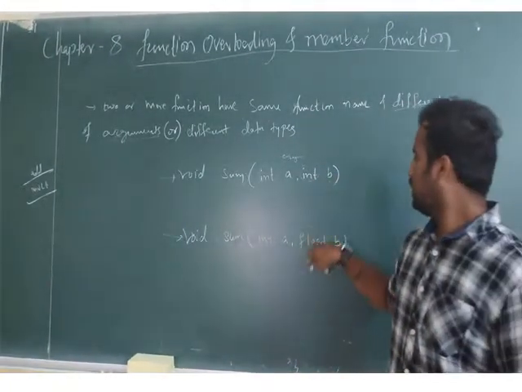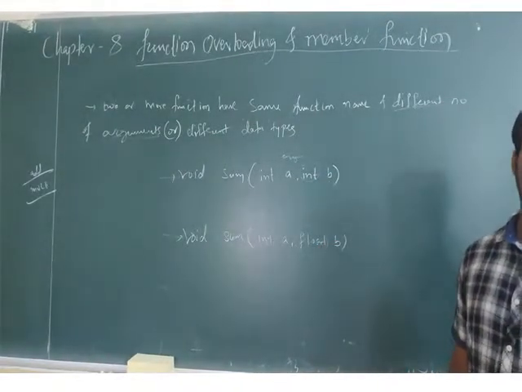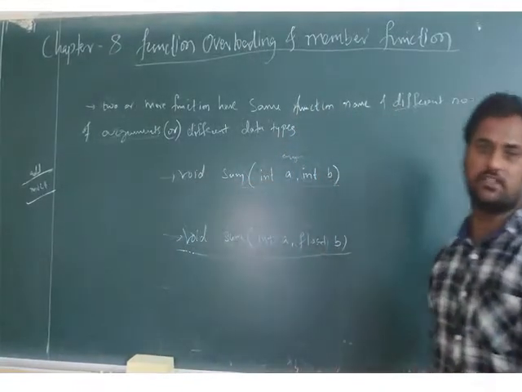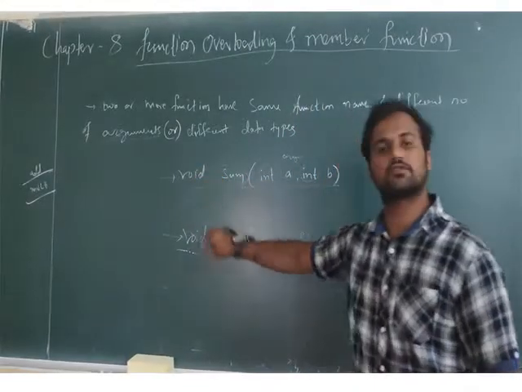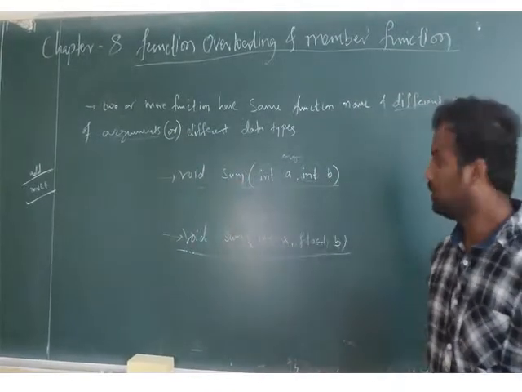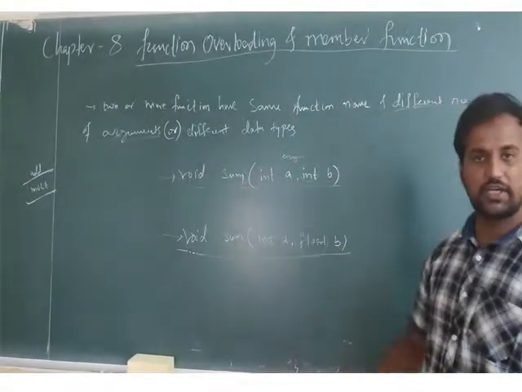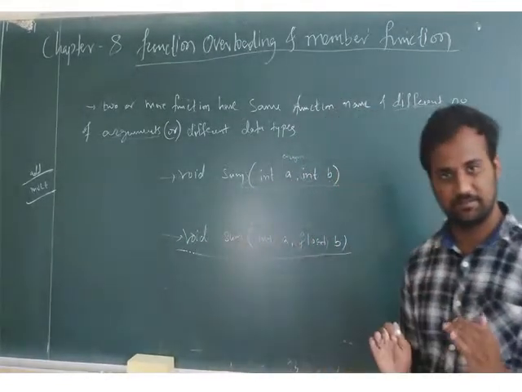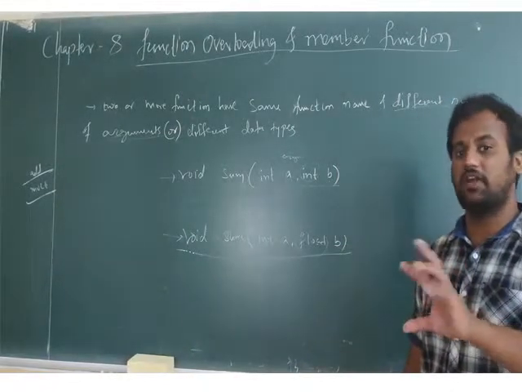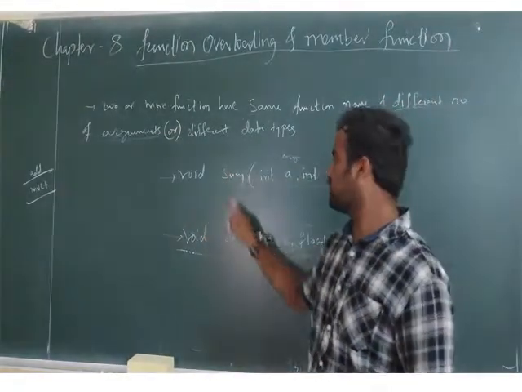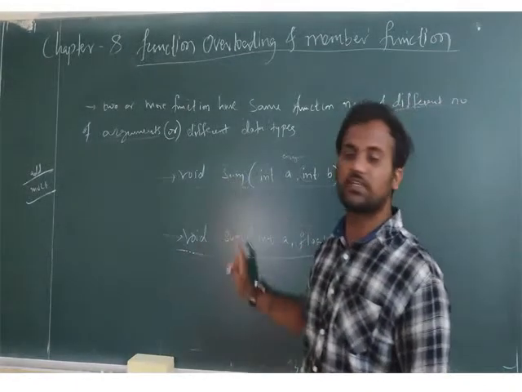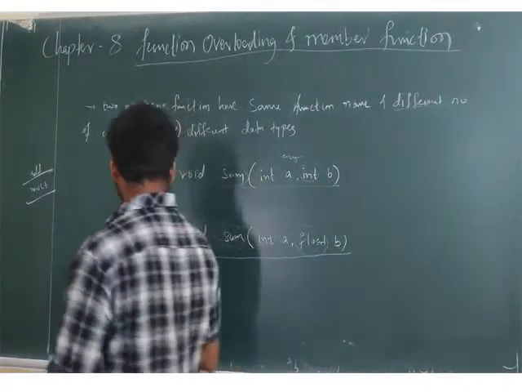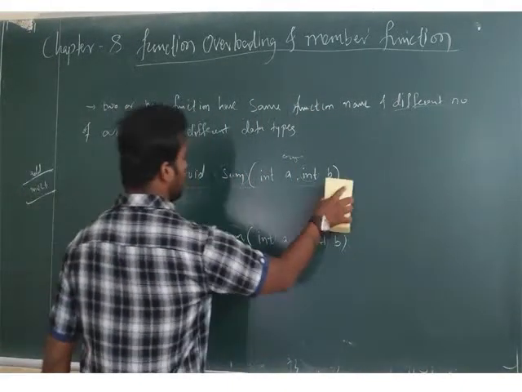Okay, see here. In this line and in this line, what is the difference? Here also same, here also same. Here integer A, here also integer A. Here integer B, but here float B. So in this line, that is the difference. Somewhere we have to make difference in arguments. We cannot make difference in function name. If we make difference in function name, it is not function overloading, it is a normal function. So this is the meaning of function overloading.